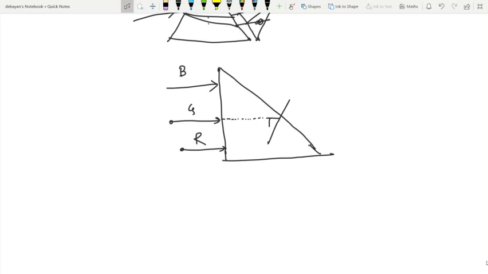So the question is which color will emerge out of the prism.